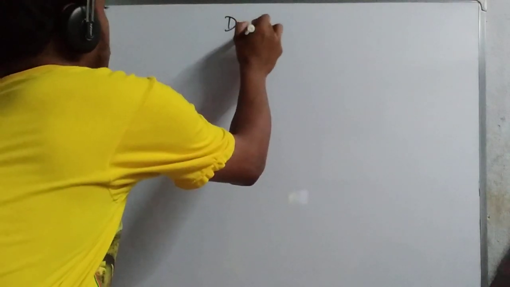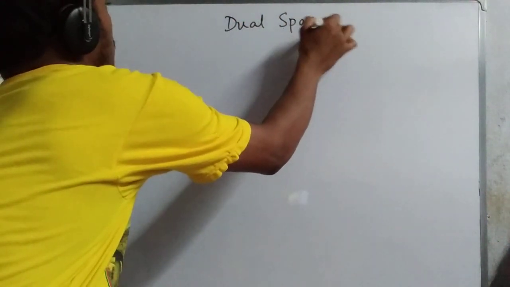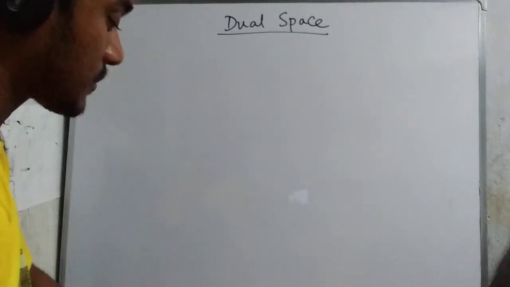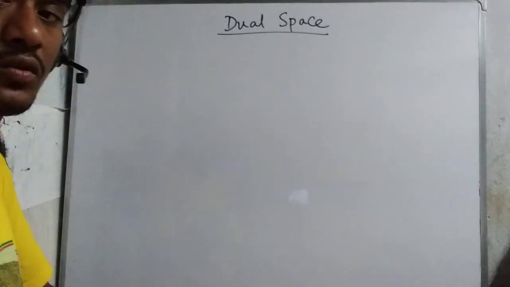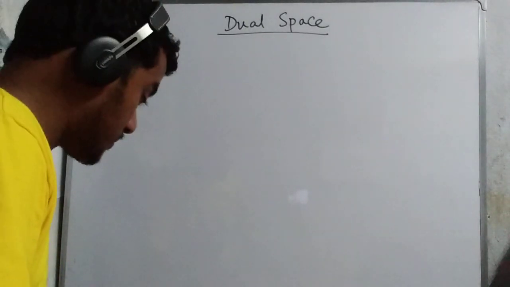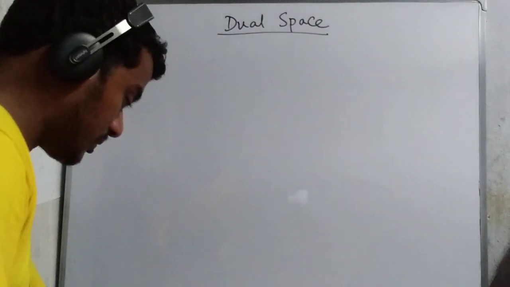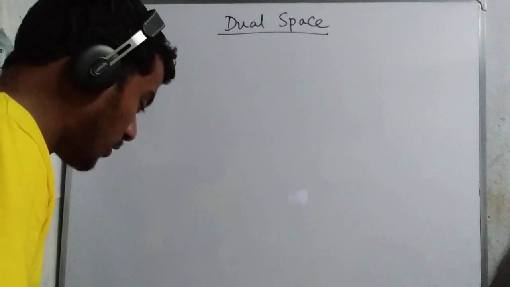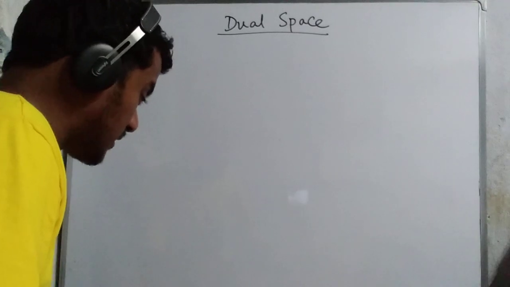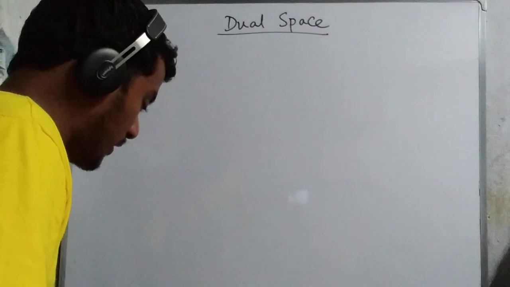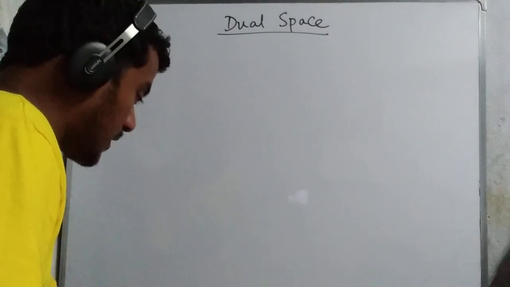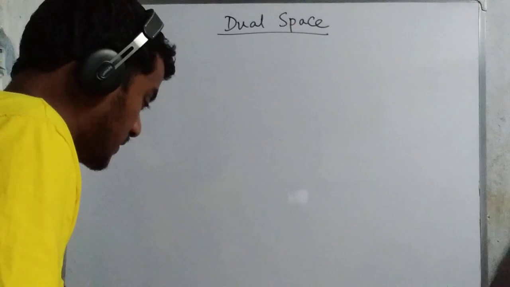Today we start one important topic related to dual space. We know about the dual space, discussed in the previous class. That means the set of all linear functionals from a vector space V to F, which has dimension 1, and the set of all linear functionals is called the dual space.